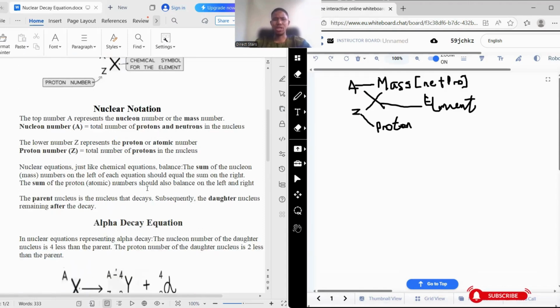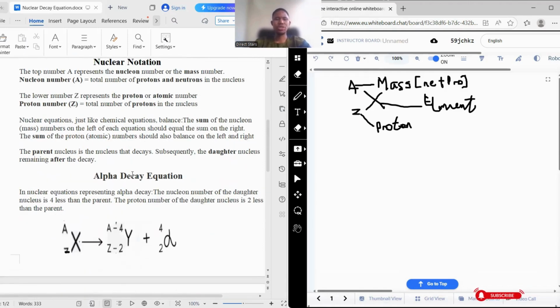Now we go to the alpha decay equation. What does that mean? When alpha decay occurs in a parent nucleus, it decays with 4 and 2. It means it extracts 4 from the mass number of the parent nucleus and 2 from the proton number of the parent nucleus to have it on its own before it gives the daughter nucleus.